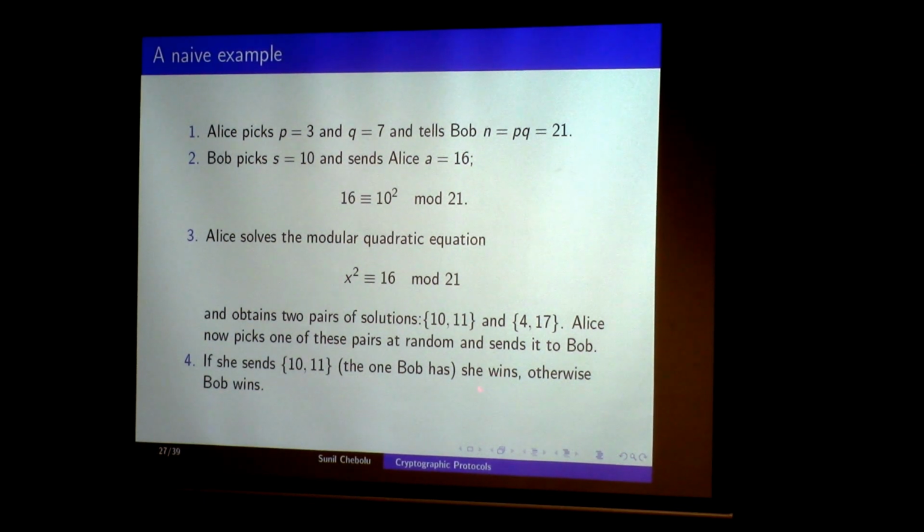Then she solves this quadratic equation, and she gets these pairs. Well, 4 squared is 16, so 21 minus 4. Well, 17 is really minus 4 mod 21, and 11 is minus 10 mod 21. So 10 and minus 10, 4 and minus 4. Right? Now she has to send one pair over to Bob. If she sends 10 comma minus 10, then she wins because she's guessing the pair correctly. That was the one Bob has. But if she sends the wrong pair, then she loses.